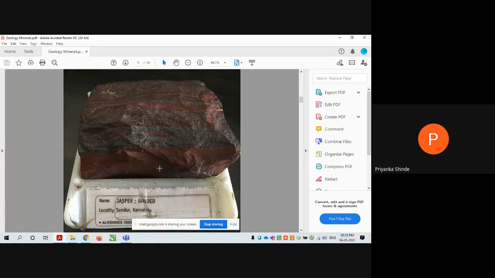So this is one more quartz variety which is red in color, that is jasper. That is a quartz, and you can see black color bands on it. Those black bands are of hematite, which is an iron ore mineral. But let us concentrate only on jasper first, which is red in color.